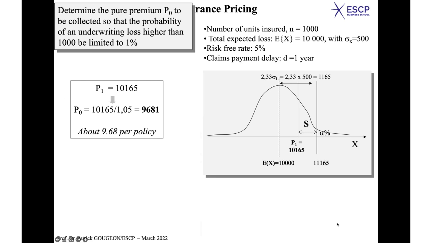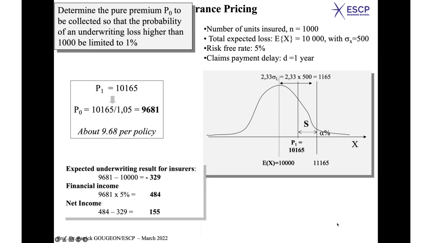Okay, so if you do so, that's for the pure premium. What is the expected underwriting result for insurers? The insurers, they would collect this amount, P0, whereas their expected loss is 10,000. So you see they would have an underwriting loss of 329, but the amount they collect is invested at 5%.